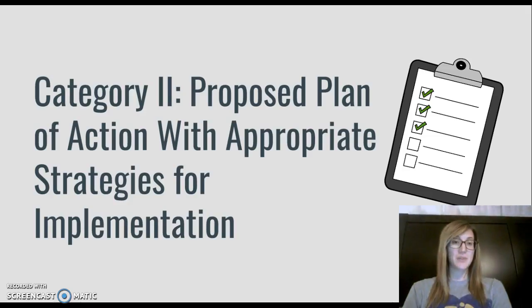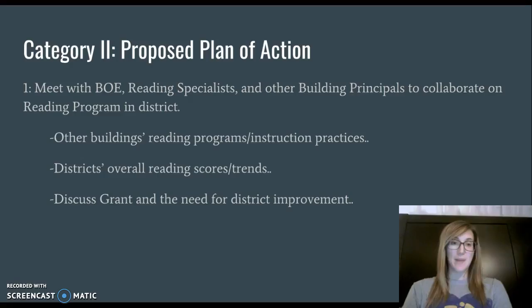Category 2 is my proposed plan of action, and then the appropriate strategies that I'll use while I implement that plan. First step, I would like to meet with the Board of Education, all of our district reading specialists, and particularly the one that works closely with our school, and any other building principals, so we can collaborate on what reading programs are being used in our district. What are the other buildings using, and how are they seeing results, and what instructional practices are they using in their classrooms to teach reading?